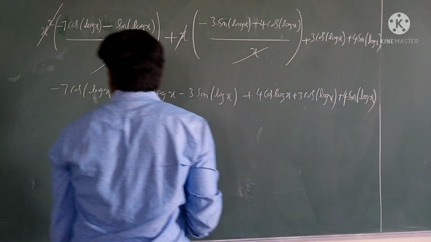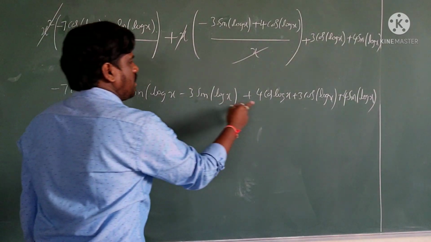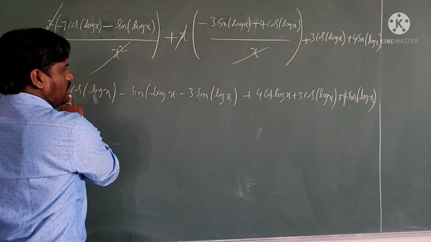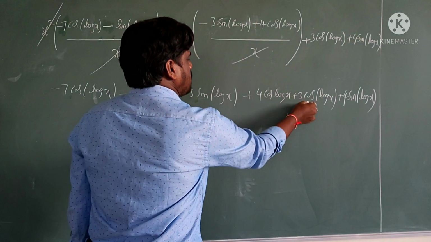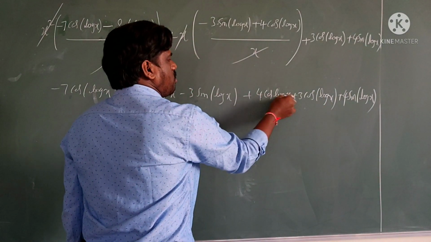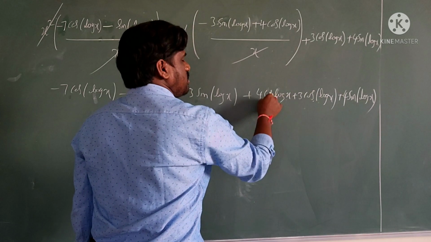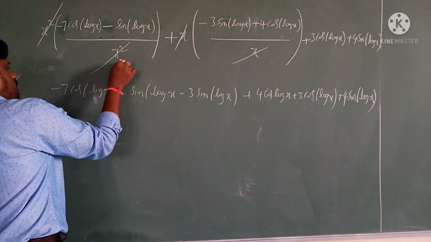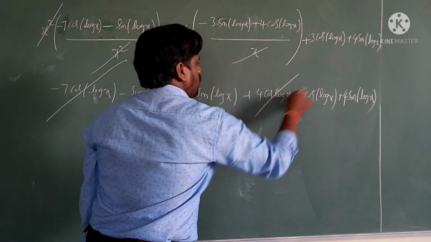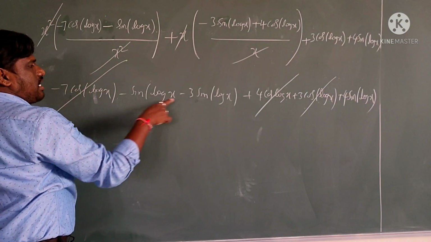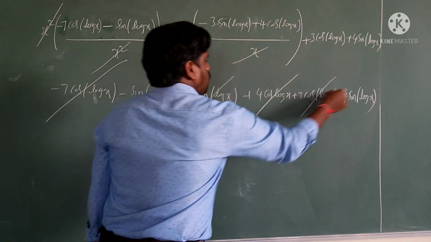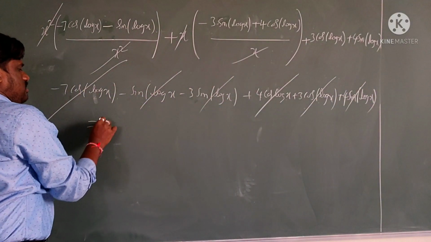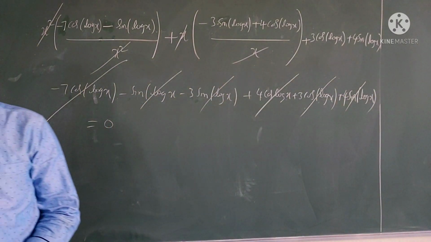If you cancel this here, minus 3 cos log x, plus 4 plus 3 is plus 7. Plus 4 cos log x plus 3 cos log x is 7 cos log x, and minus 7 cos log x. This is totally cancelled out. And here minus 3 minus 1 is minus 4 and plus 4. This is totally cancelled. You get the answer is 0. Hence proved.